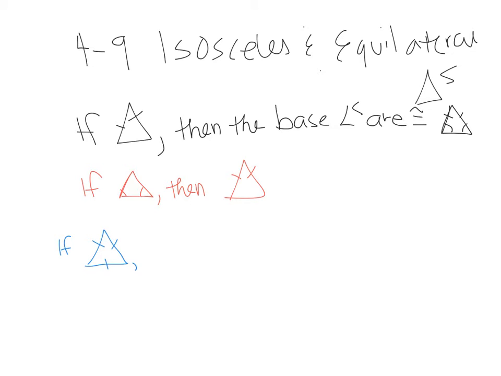And you probably already knew this one, but if you have an equilateral triangle, then all of the angles of that triangle are congruent, and more specifically, they're 60 degrees each. That's the angles, not the sides, remember.